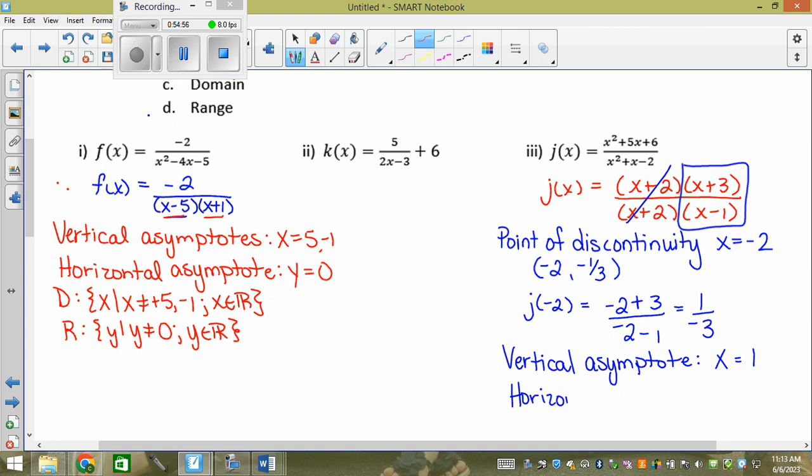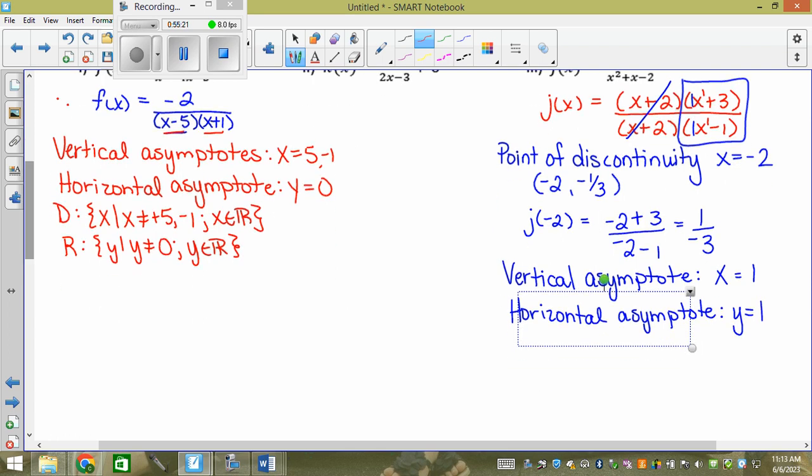Horizontal asymptote. The horizontal asymptote is at what? So this is what remains. Remember, this is a full fraction. So what's my rule? Degree 1, degree 1. What do I do? Fraction of the coefficients, which happens to be 1 over 1, so this one is also y equals 1.